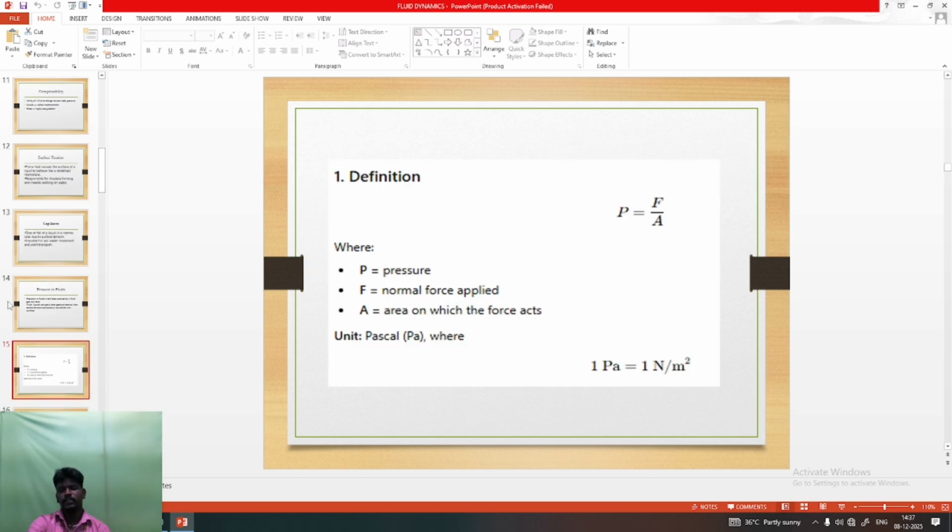Next, the definition of pressure: the force exerted per unit area, P = F/A, where P is pressure, F is the normal force applied, which means the force acting perpendicularly to the surface, and A is the area on which the force acts. Okay, the unit is Pascal. 1 Pascal equals 1 Newton per square meter.